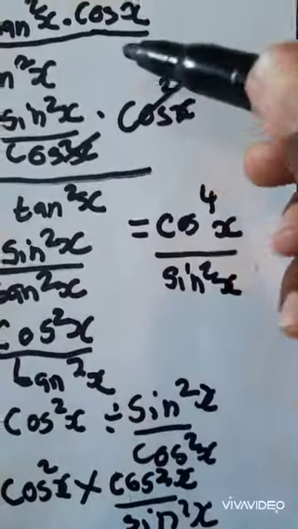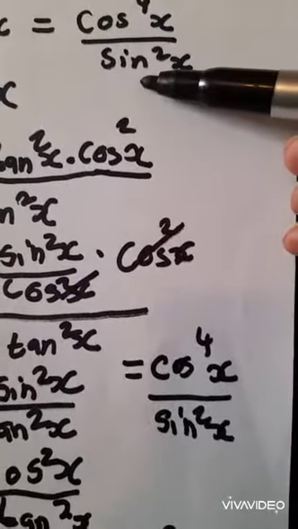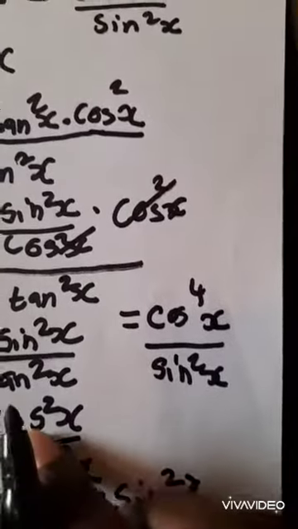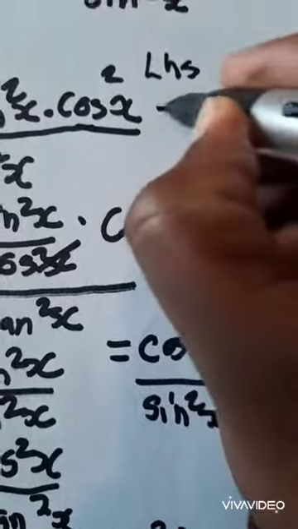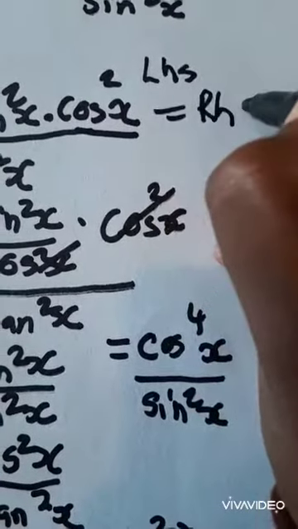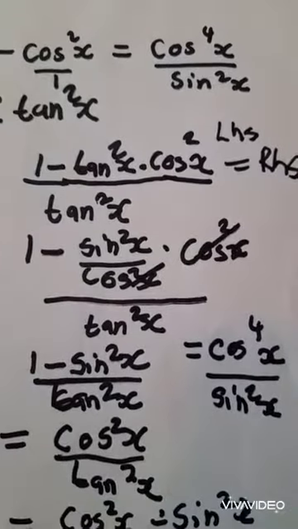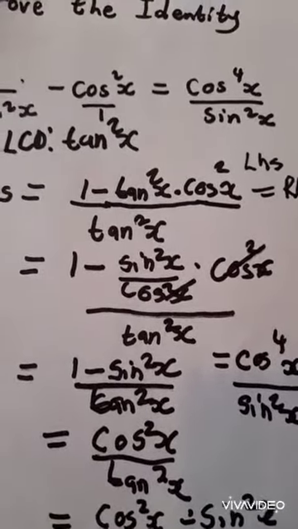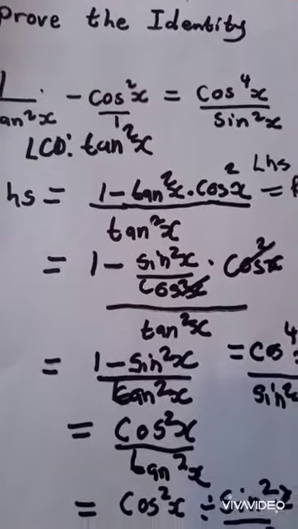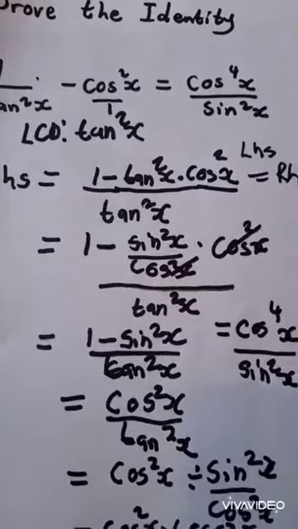As we can see, we have cos to the power 4 divided by sine squared x. So in other words, our left-hand side now equals our right-hand side. There we got it. So as I've stated, start with the side that you prefer, that is easier for you to work with, then end with the side that is tedious. Hope you find this video useful.